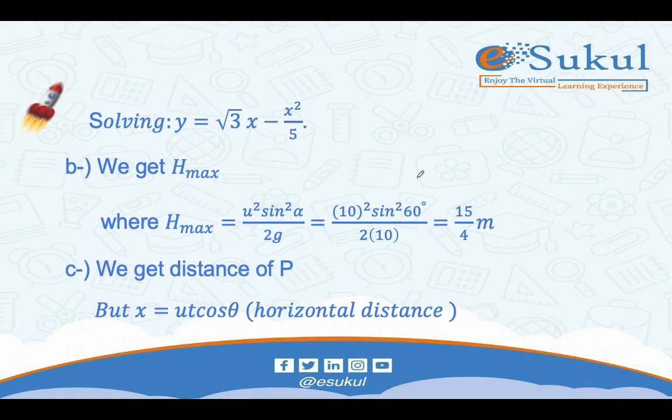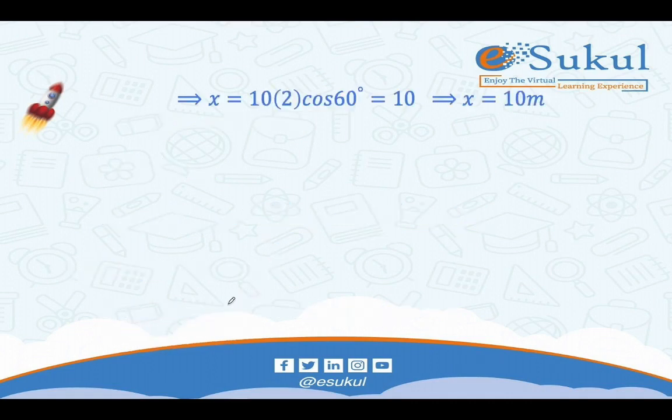We remind ourselves that the distance is the magnitude of the corresponding displacements along the horizontal and along the vertical. So here we have x along the horizontal, u t cos theta. Replacing our values, with 60 degrees as the angle, we have the horizontal as 10 meters.